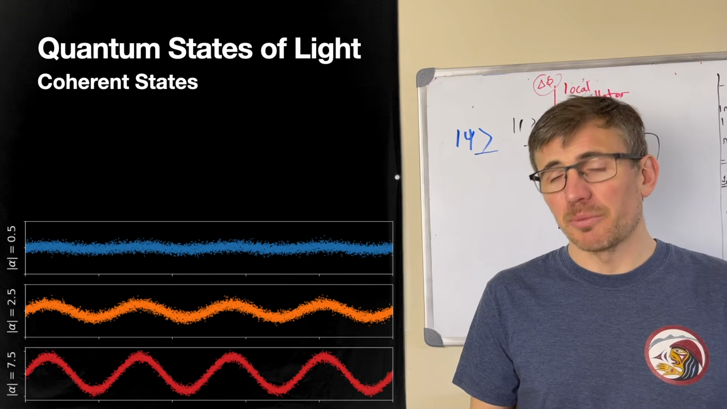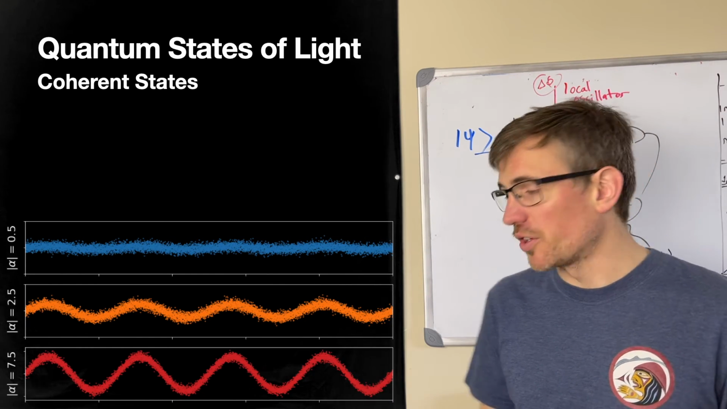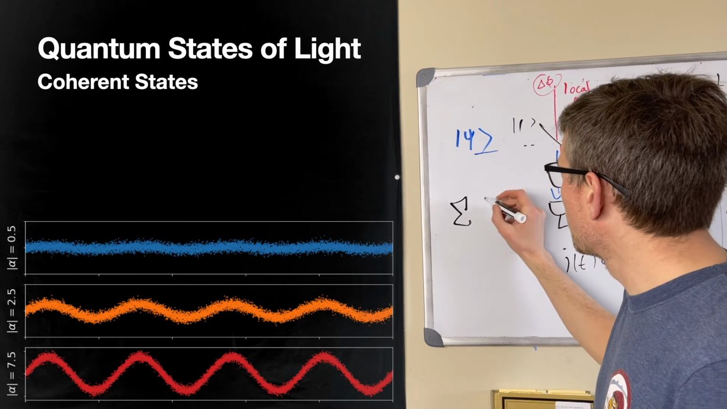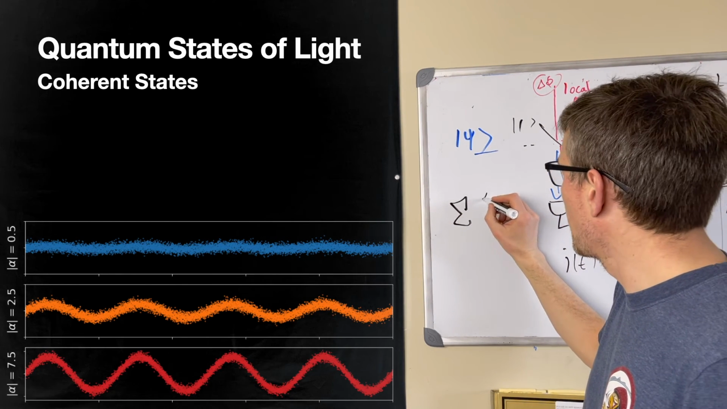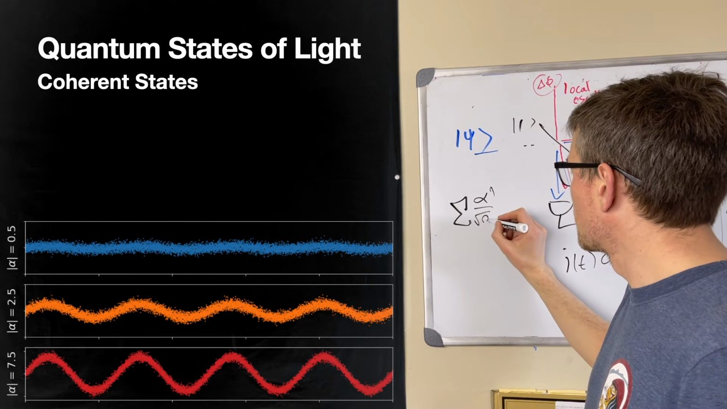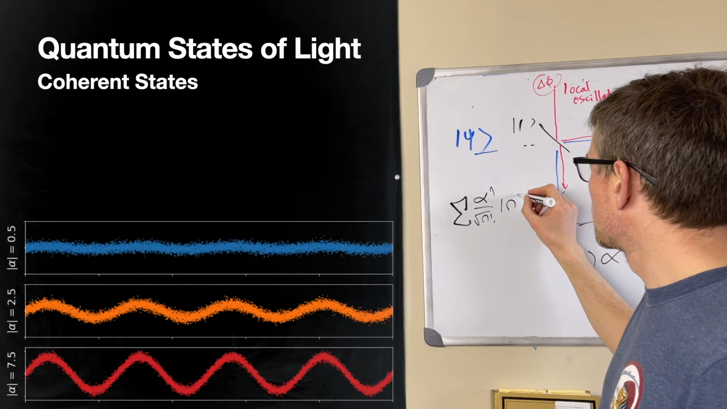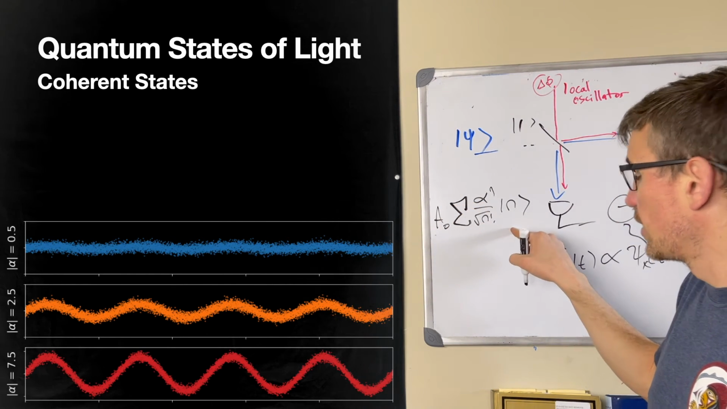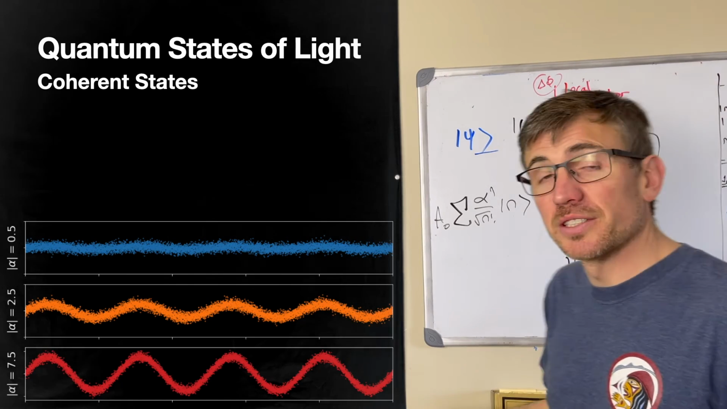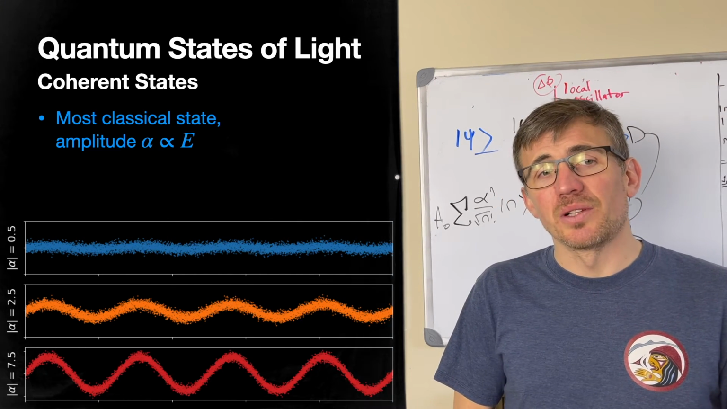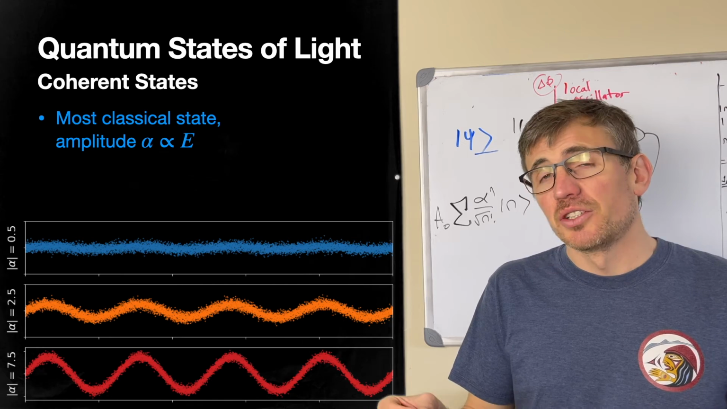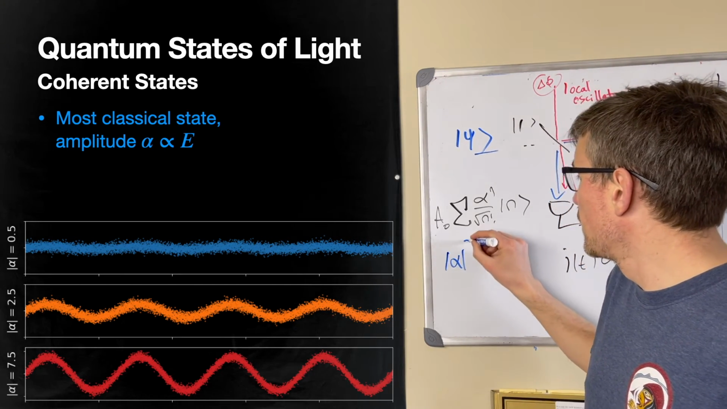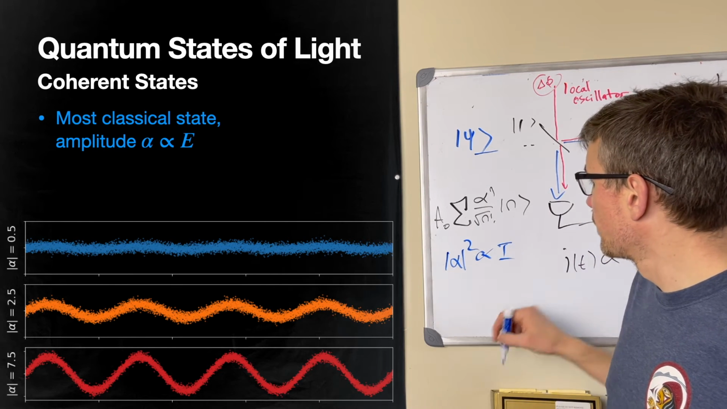Now, a coherent state is not a pure photon state. It's a mixture of photons. If you want to know the details, it's a superposition of different photons, and it has an amplitude, and it has some coefficients out front. So it's a sum of a bunch of different photons, with some normalization in front, and it's not a pure photon state. Okay, so this is the most classical state, and the amplitude is proportional to the electric field. By the way, therefore this value here is proportional to the intensity, right?